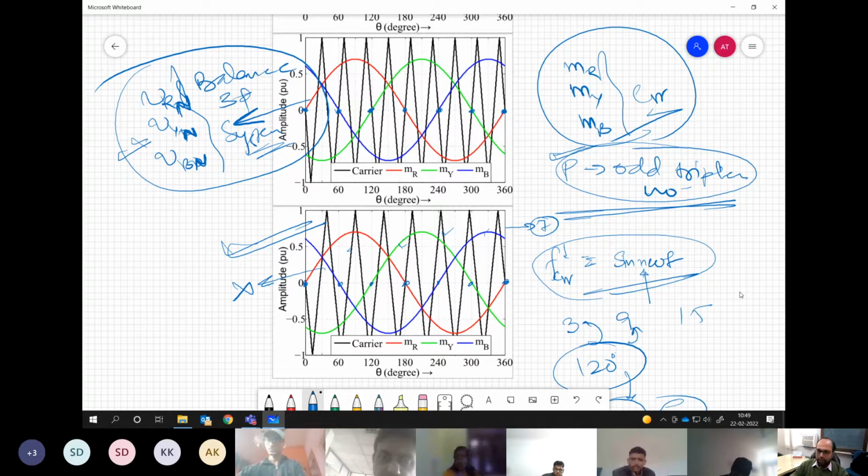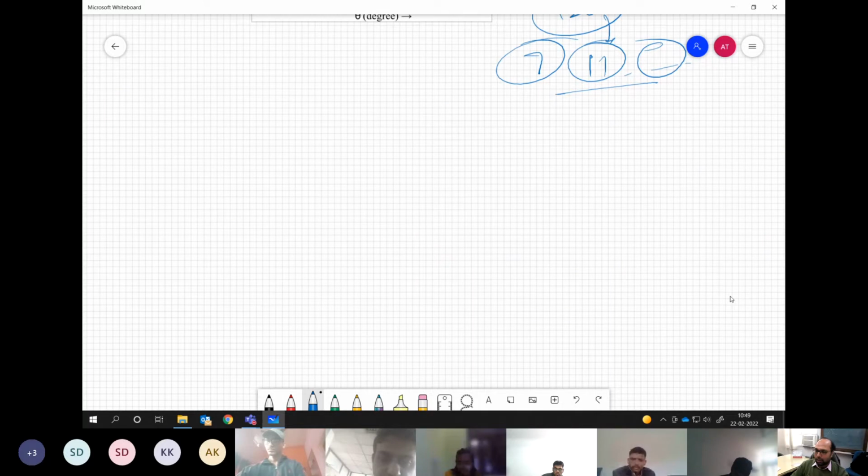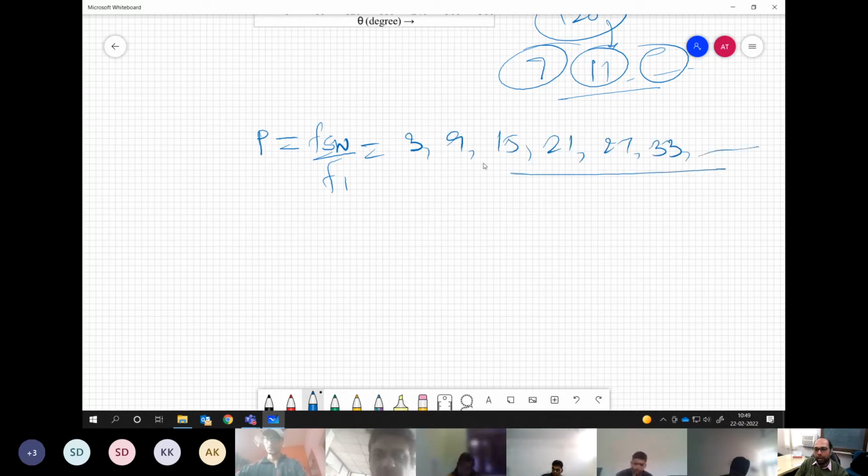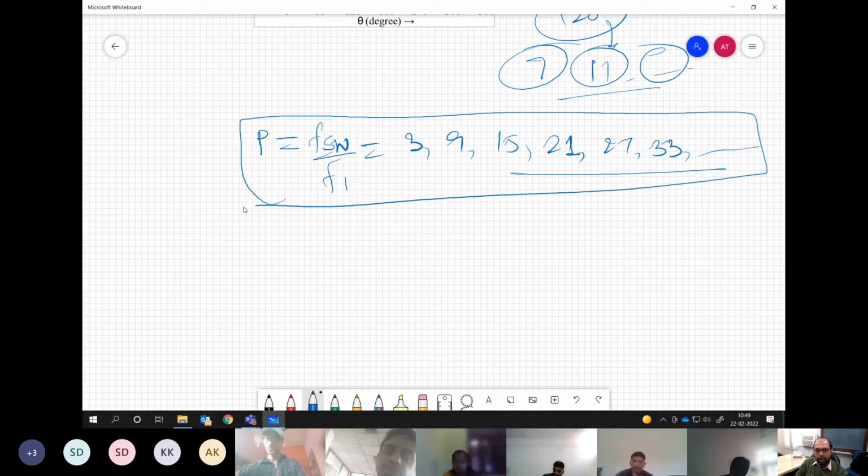So when we are operating sine triangle PWM, we have only limited options for the carrier frequency with respect to the fundamental frequency, or in other words, the pulse number. The options are 3, 9, 15, 21, 27, 33, and so on. You keep going. The number which is divisible by 3 and odd. That is the option available for sine triangle PWM.